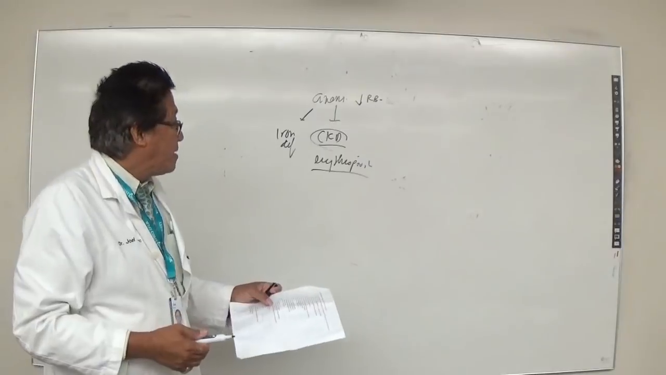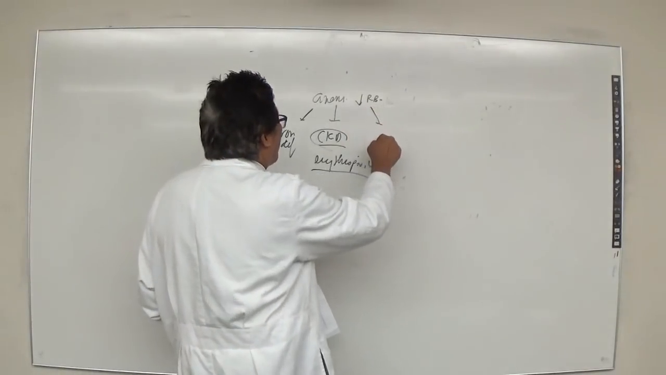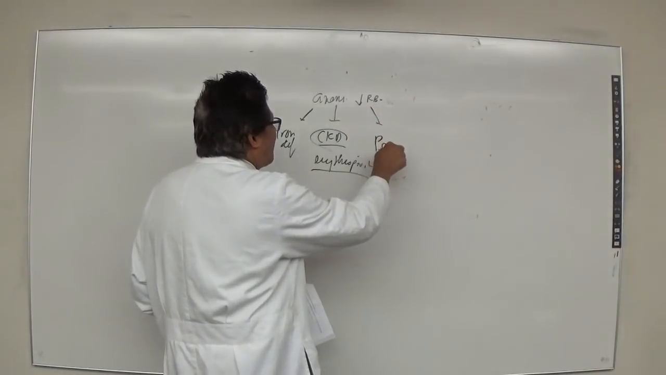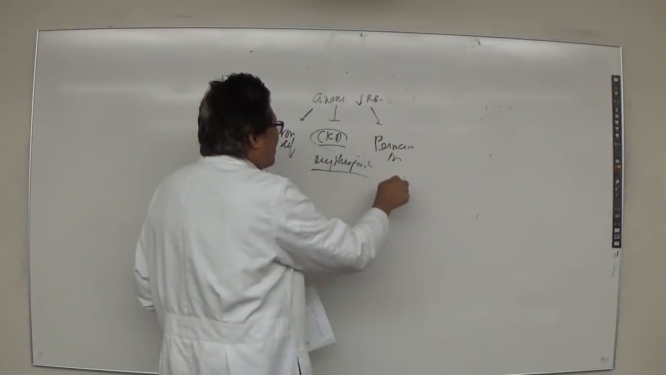Okay, now what about B12 deficiency? What kind of anemia would that be? What is pernicious? Lack of what?